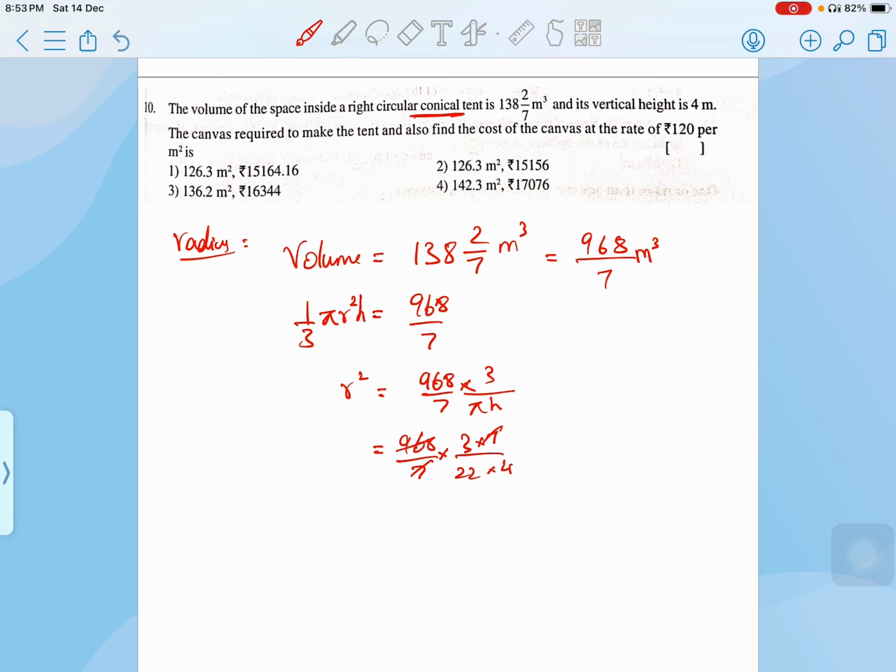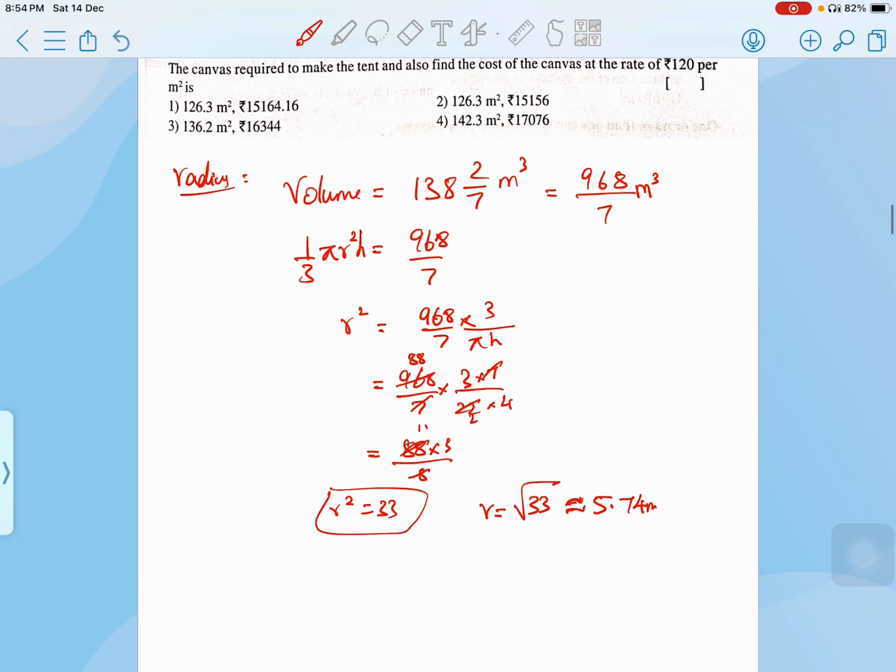If you cancel, you will get 88, then again 2. So you will get 88 into 3 divided by 8. If you cancel you will get 11. So r square will be 33. So we get our r square as 33. Approximately, our r is root 33. We can take an approximate value. Root 25 is 5, root 36 is 6, so it will come to about 5.74 meters.